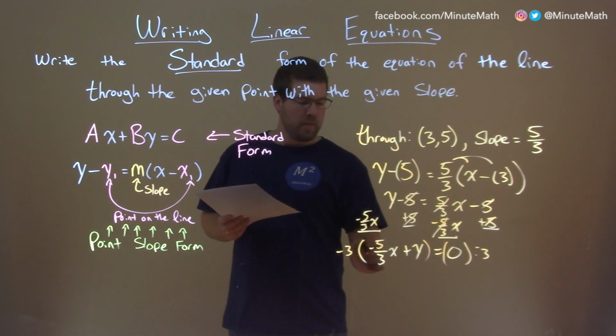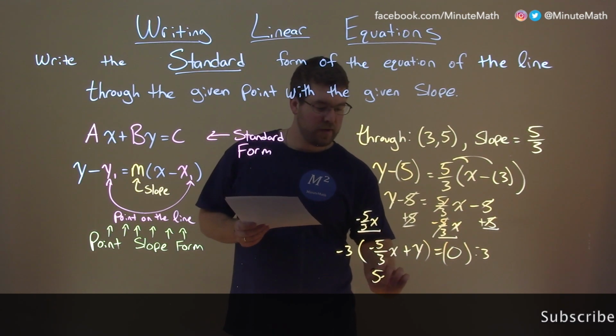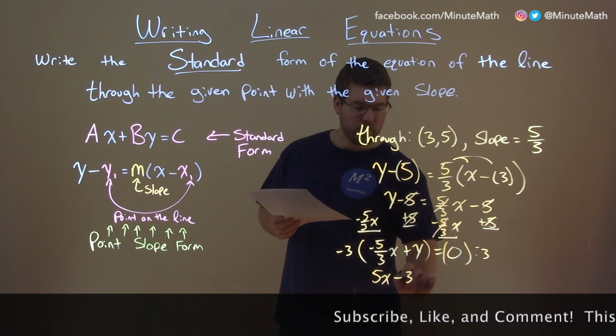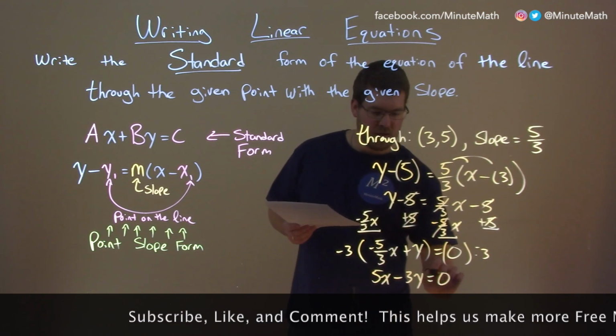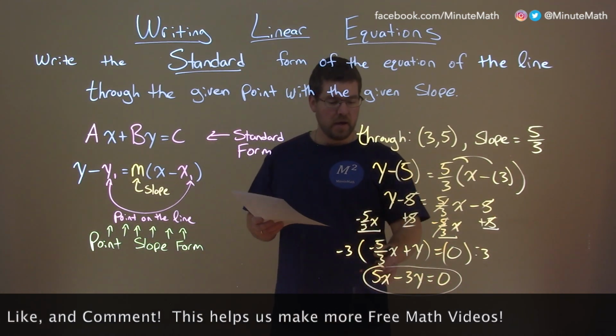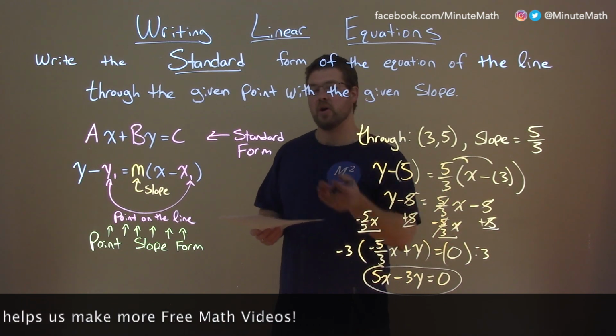What this does is make negative 3 times negative 5/3 just a positive 5x. Negative 3 times y is a minus 3y, equals 0 times negative 3, which is still 0. And this makes it a little cleaner and looks a little nicer for our standard form of 5x minus 3y equals 0, and that is our answer.